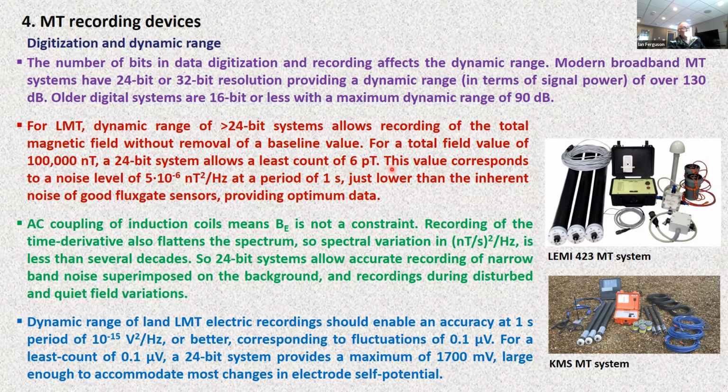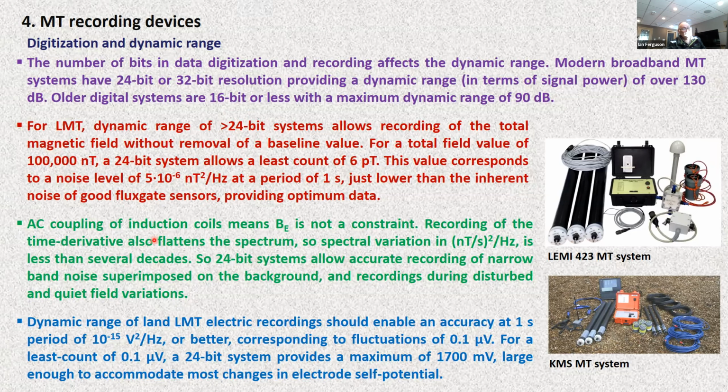This value corresponds to a noise level at 1 second that is just below the inherent noise of a good flux gate sensor. So the 24-bit system allows us to record essentially from below the noise level of the sensor right up to the value of the Earth's field. And this is important. It means we don't have to subtract off a baseline value and record it separately from the Earth's field.